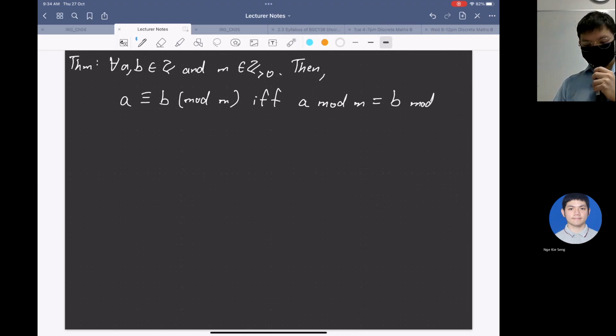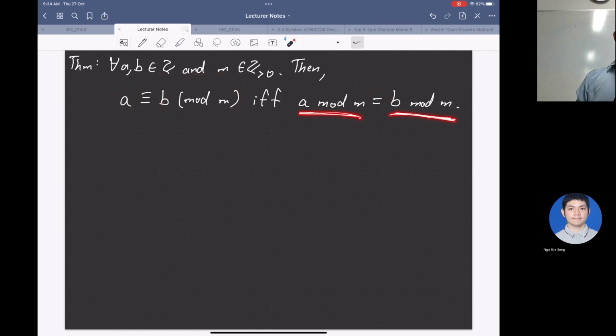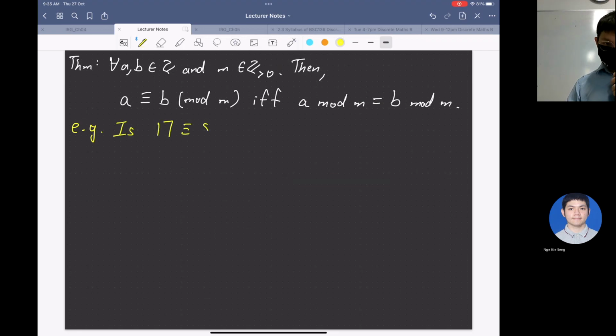Notice the change of equality sign here. Here I put a triple sign because we live in the world of congruence. Here I put equal because these two sides are remainders, so they are real numbers. So for example, why is this useful? Say you want to check whether 17 is congruent to 5 mod 6 or not.